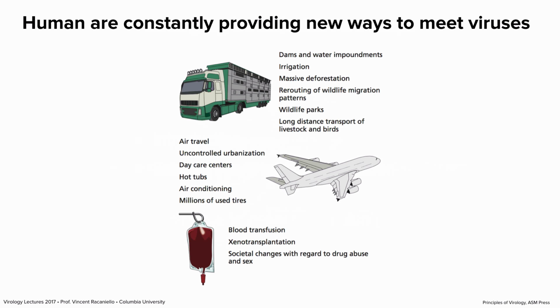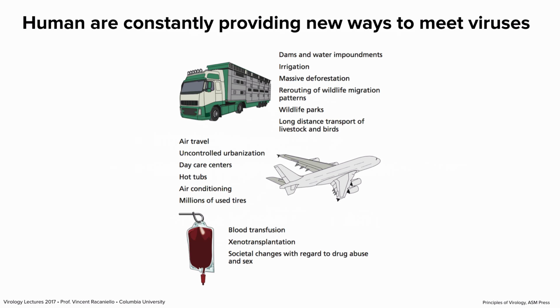As I alluded to earlier, our society changes constantly. Not only does population grow, but we do lots of things, some of them shown on this slide, that allow us to meet new viruses: making dams, changing the way water flows, irrigation, deforestation, making wildlife change, wildlife parks, long-distance transport. Then, of course, we have air travel, urbanization, daycare centers, big one. A lot of outbreaks in kids that get brought home. Hot tubs. Why is hot tubs here? Because we don't chlorinate them properly and they become contaminated and we can spread virus infections that way.